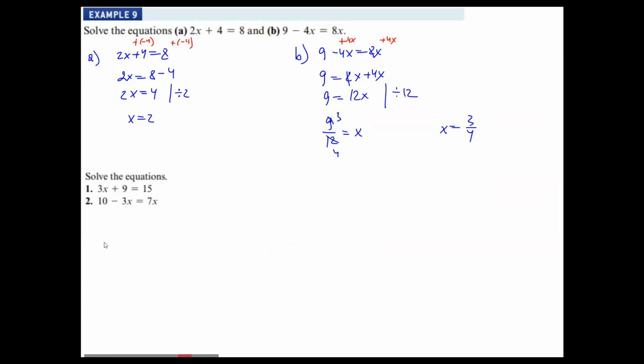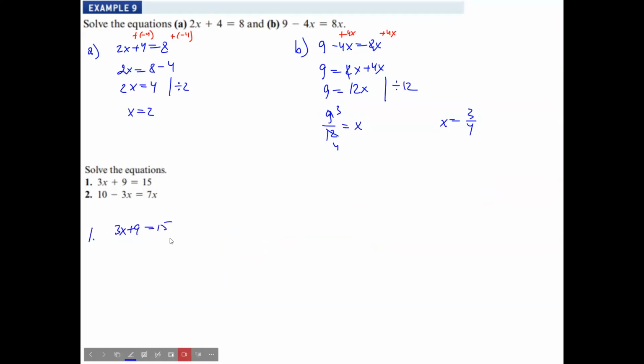First one, 3x plus 9 equals 15. So what do I technically do? I do this, right? And I have 3x equals 15 minus 9. Or as we say, we transfer 9 with opposite sign to the other side, right? But that's what in reality is happening. So 3x is what? 6. Now we divide by 3 both, and we have this.